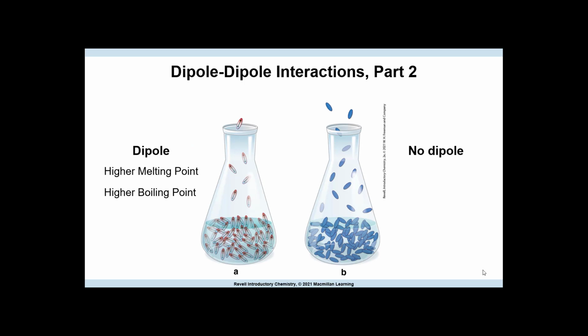Dipole-dipole interactions affect a substance's melting and boiling points. To illustrate this idea, consider two flasks. The molecules in flask A have a molecular dipole, while those in flask B do not. Because of the forces of attraction between the dipolar molecules, it takes more heat energy to pull them apart. Consequently, the dipolar molecules have a higher melting point and boiling point than the nonpolar molecules.